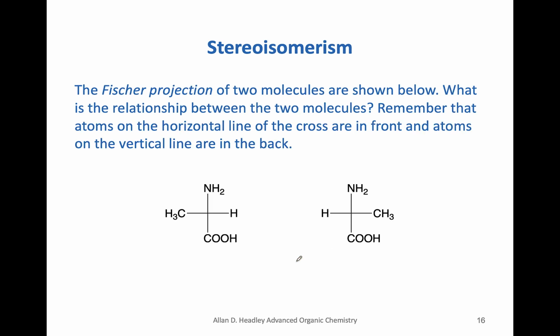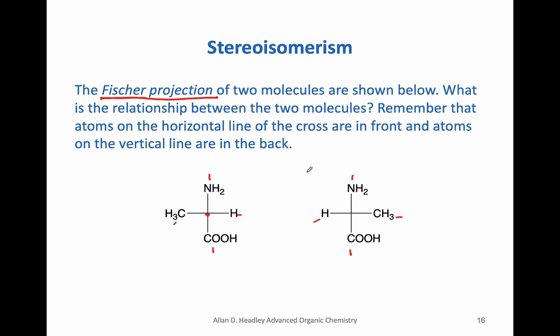It turns out that here's another representation, the Fischer projection. This is just using the Fischer projection, another representation to reflect the three-dimensional arrangements of atoms around a central carbon. Here's a central carbon. This is in front, that's in front, that's in the back, and that's in the back. Same here: back, back, and front, because it's the Fischer projection.